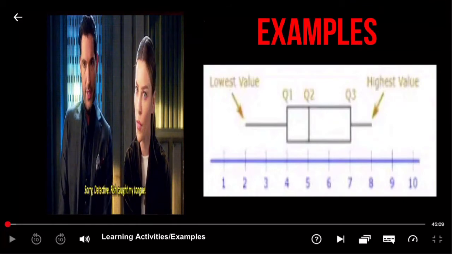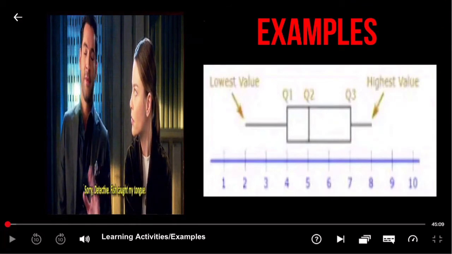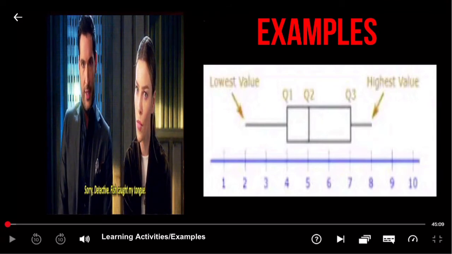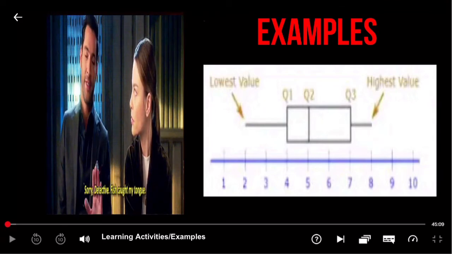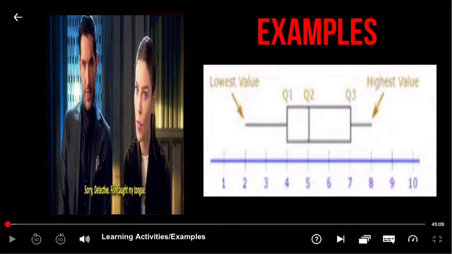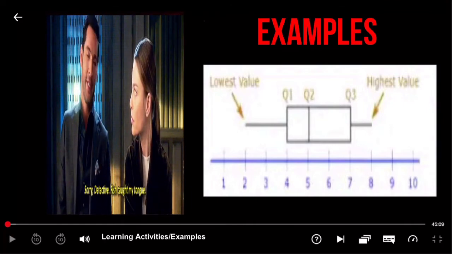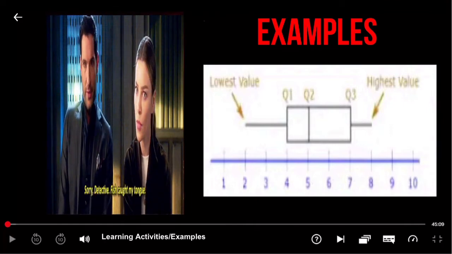As we all know, we can show all the important values in a box and whisker plot like this. We have the median, which is the Q2, which is 5, the Q1, which is 4, the Q3, which is 7, the lowest value, which is 2, and the highest value, which is 8.